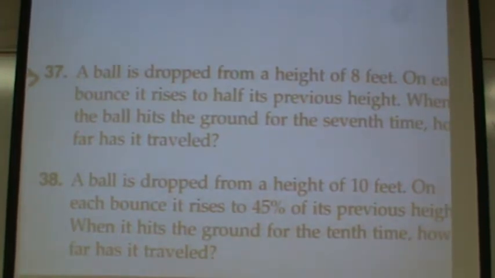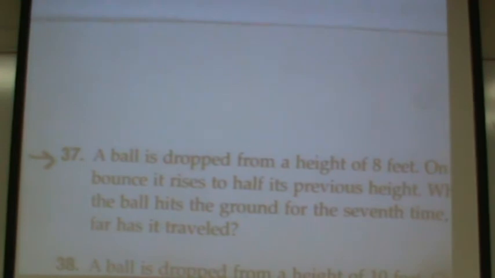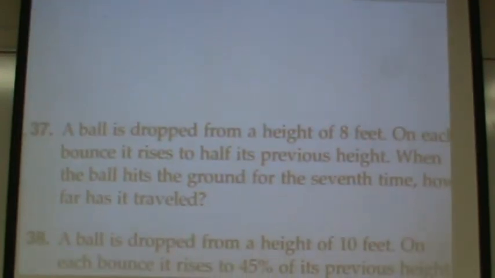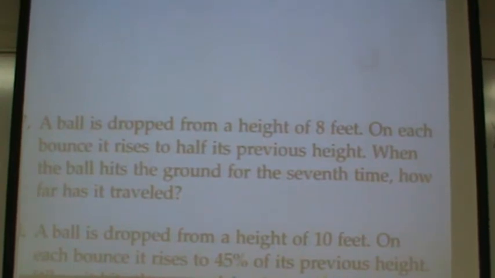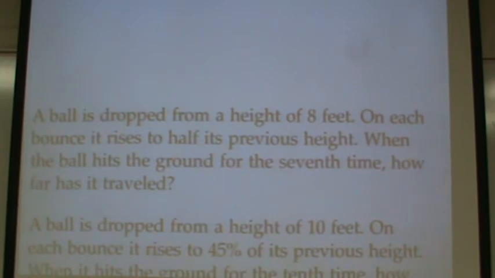It says a ball is dropped from a height of 8 feet. Okay, so let's draw a picture. A ball is dropped from a height of 8 feet. On each bounce, it rises to half its previous height. When the ball hits the ground for the 7th time, how far has the ball traveled? So on the 7th bounce, how far has it traveled?